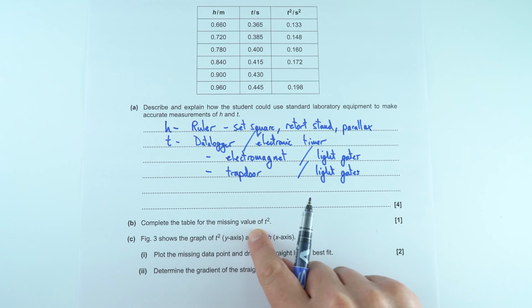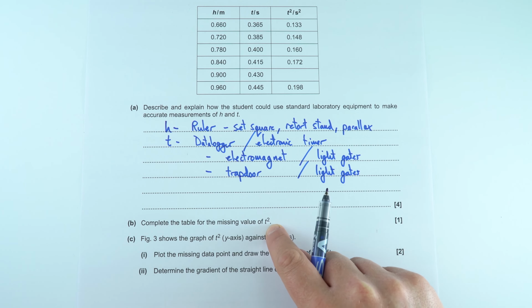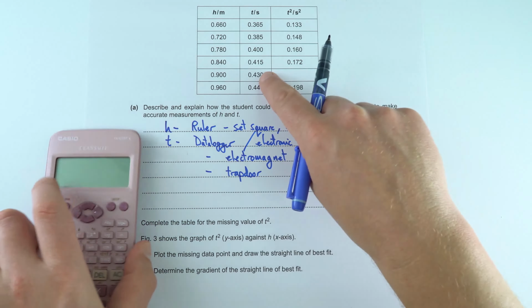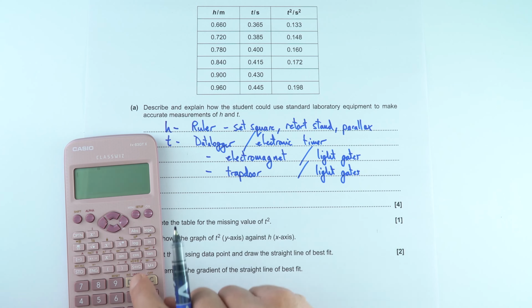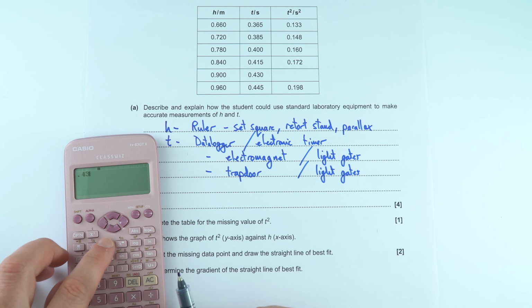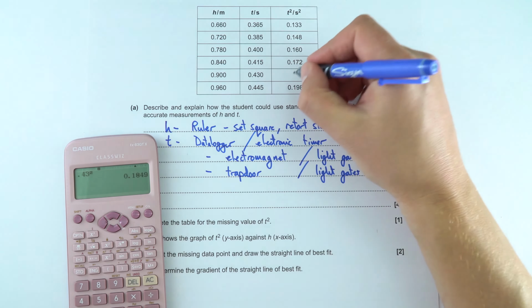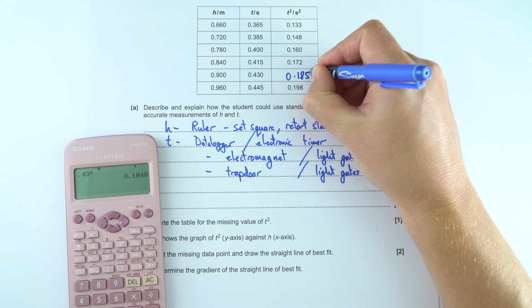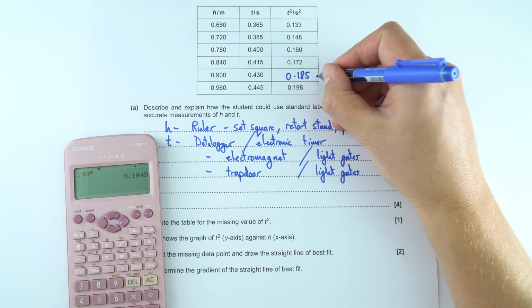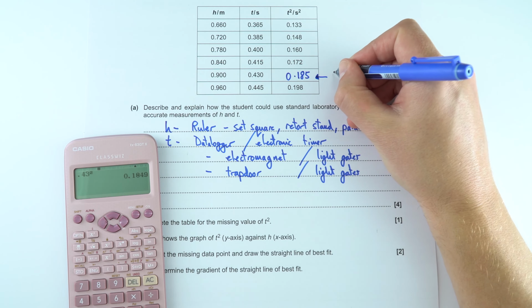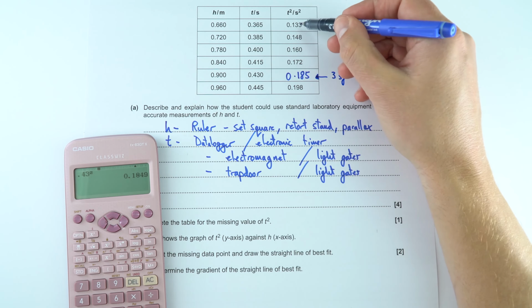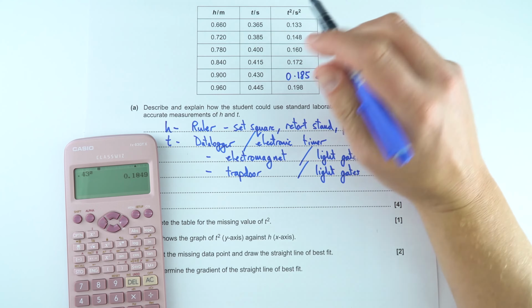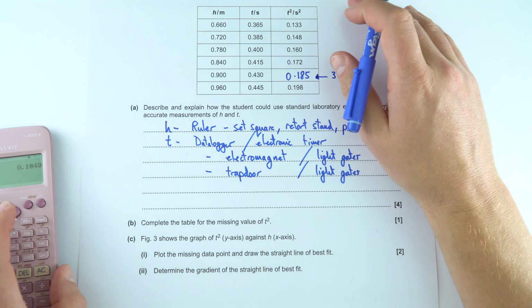In the table, complete the missing value of t squared. So this one here, we've got the value of t. So we've got 0.43, we square that, and the answer is 0.185. And it's important here that we give that answer to 3 significant figures, like all the other data in that table. So 1.85 is the answer for that.